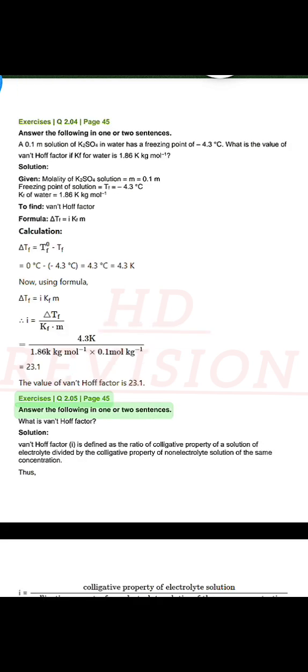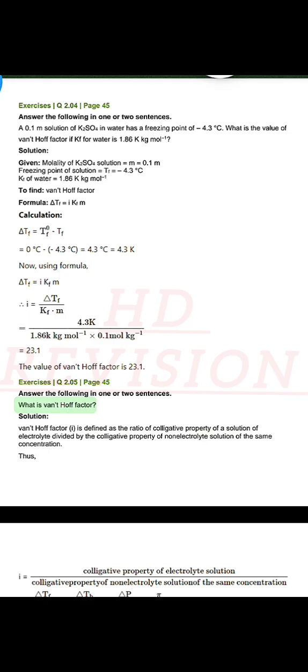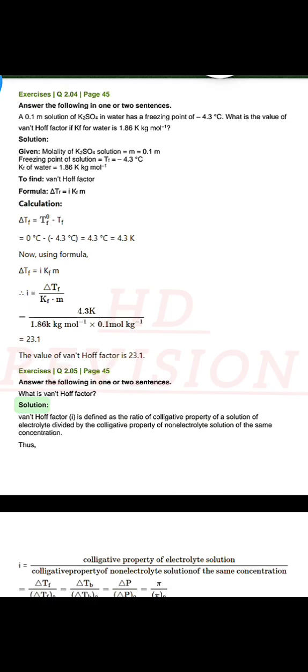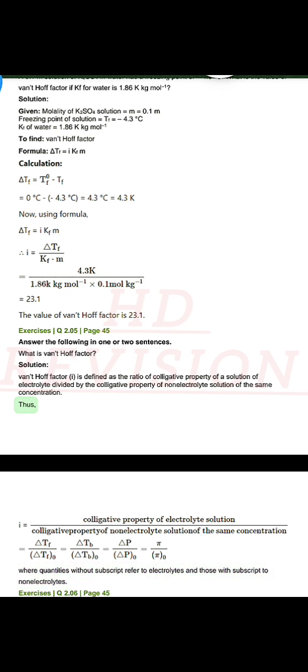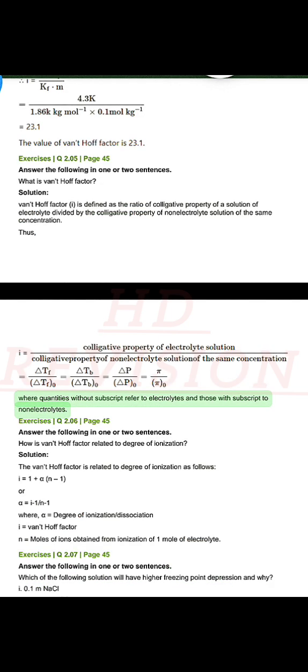Exercises Q2.05, page 45. Answer the following in one or two sentences. What is Van't Hoff factor? Solution. Van't Hoff factor i is defined as the ratio of colligative property of a solution of electrolyte divided by the colligative property of non-electrolyte solution of the same concentration. Thus, where quantities without subscript refer to electrolytes and those with subscript to non-electrolytes.